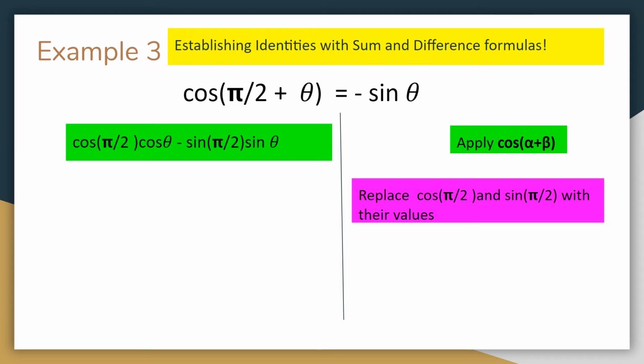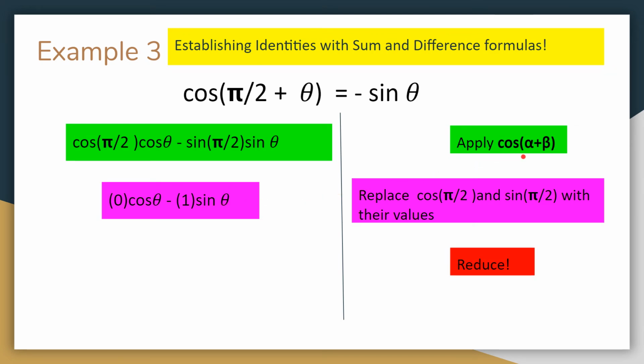Now I'm going to replace the cosine of pi/2 and the sine of pi/2 with their values. So the cosine of pi/2 is 0. The sine of pi/2 is 1. And now I'm going to go ahead and reduce. 0 times cosine wipes out, and this becomes negative sine theta. And you're done.